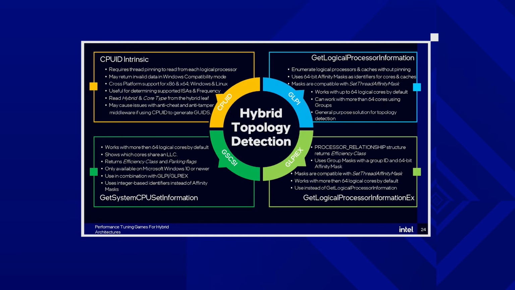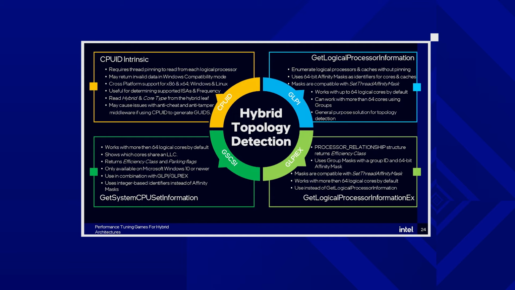You can use it in combination with GetLogicalProcessorInformation and GetLogicalProcessorInformationEx. It uses integer-based identifiers instead of affinity masks. And finally, there's GetLogicalProcessorInformationEx. The processor relationship structure that it returns shows the efficiency class for each processor. It uses group masks with a group ID and a 64-bit affinity mask. The masks are compatible with SetThreadAffinityMask, and it works with more than 64 logical processors by default.